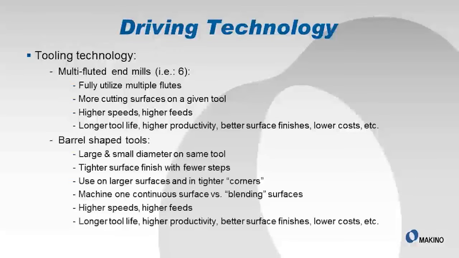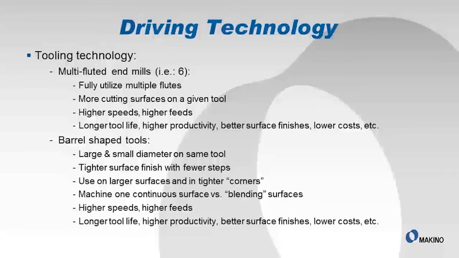Another technology for tooling that has come out is the barrel-shaped tools. What this barrel-shaped tool is, basically, it's a large radius tool with a small radius on the same tool. The advantage of this unique shape gives you the ability to maintain surface finish at a given factor with fewer steps. Because of the larger radius on the tool, we're actually able to increase the step over and yet maintain that surface finish. With the combination of the smaller radius on the tool, it also allows us to get into the tighter corners of the model that the larger radius cannot.